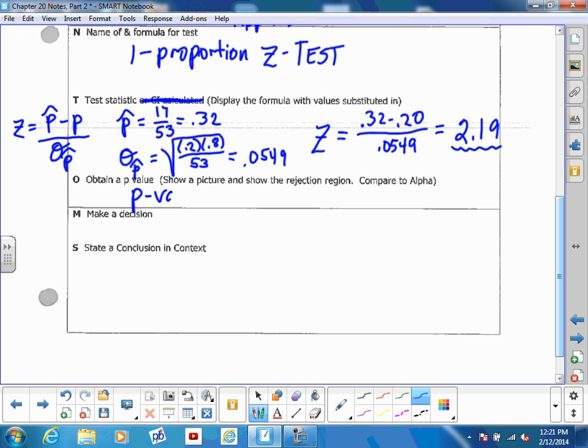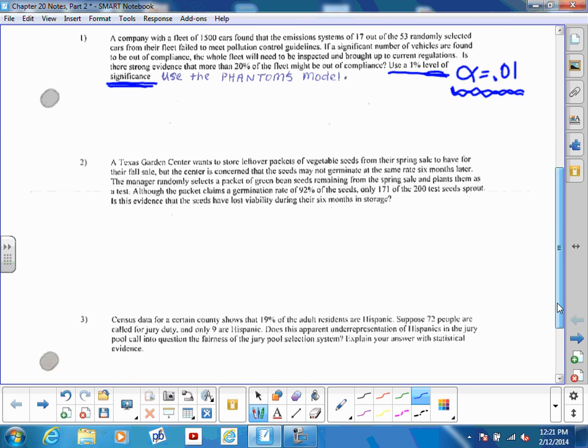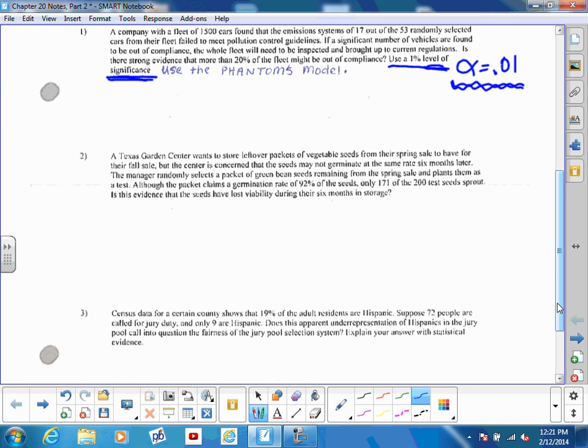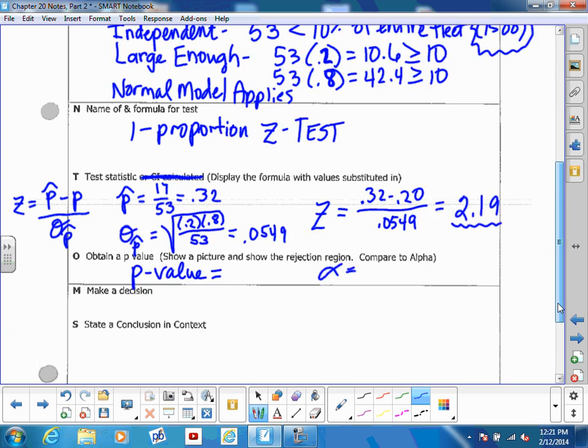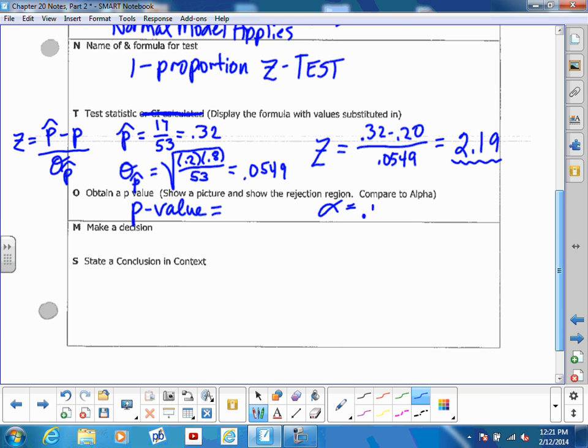This is the thing that allows you to reject, comparing that to alpha, which the alpha that was given to us was 0.01, not 0.05, but 0.01. Okay, so we need to figure out that p-value.